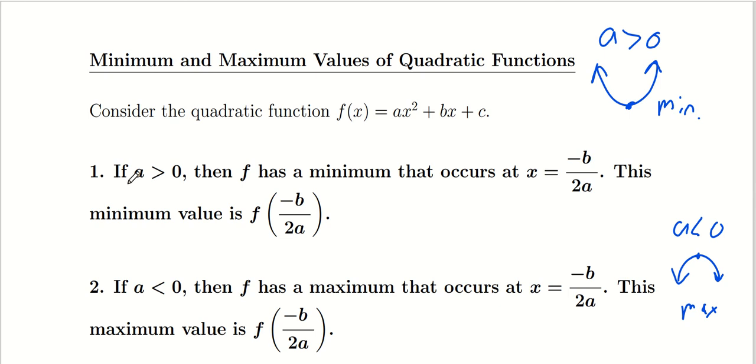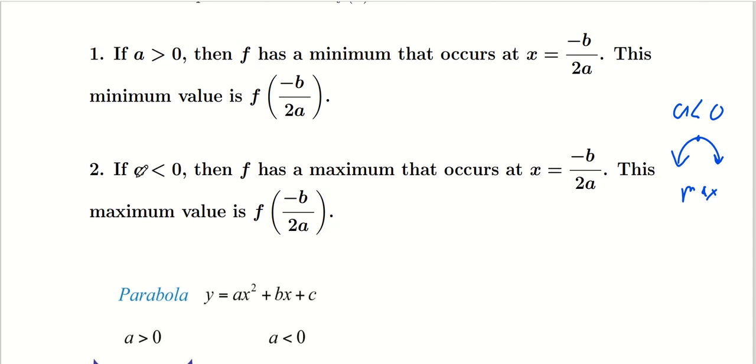Okay. So when a is greater than 0, the function f has a minimum that occurs at x equals negative b over 2a. And that minimum value is the function value f evaluated at negative b over 2a. Similarly, if we have a less than 0, then that's going to produce a maximum for the function because it opens down. So the vertex is a max. The x-coordinate of the vertex, negative b over 2a, is where it occurs. Yet the actual max value is that from the function. It's f of negative b over 2a.